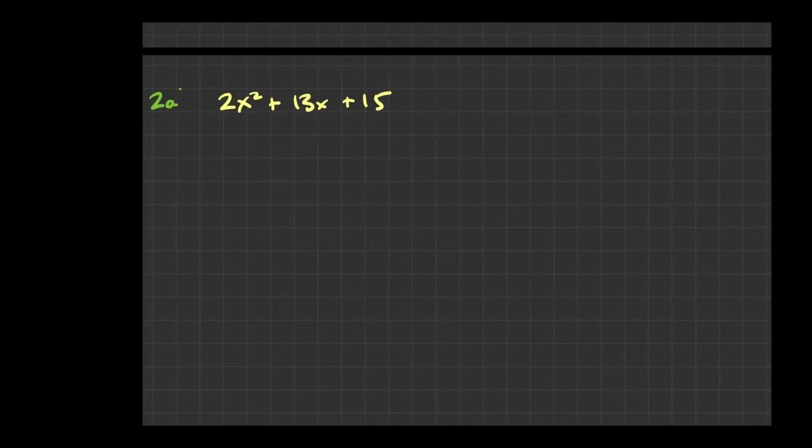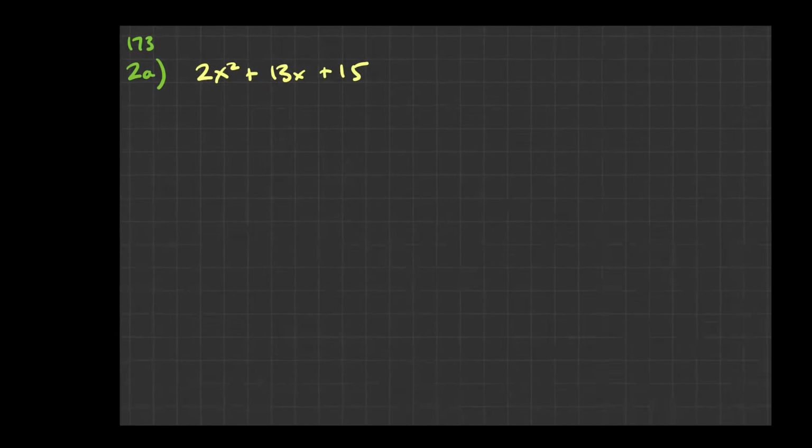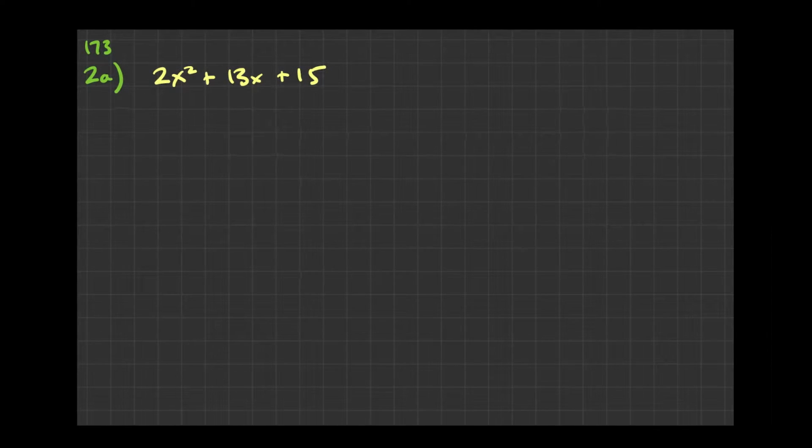Okay, so let's try, I think it's, 2x squared plus 13x plus 15. This is question 2a from page 173. So if this is what I'm starting with, my first step is to multiply the first number and the last number together. So I'm going to get 2 times 15, that's 30. Okay, that's my first step.